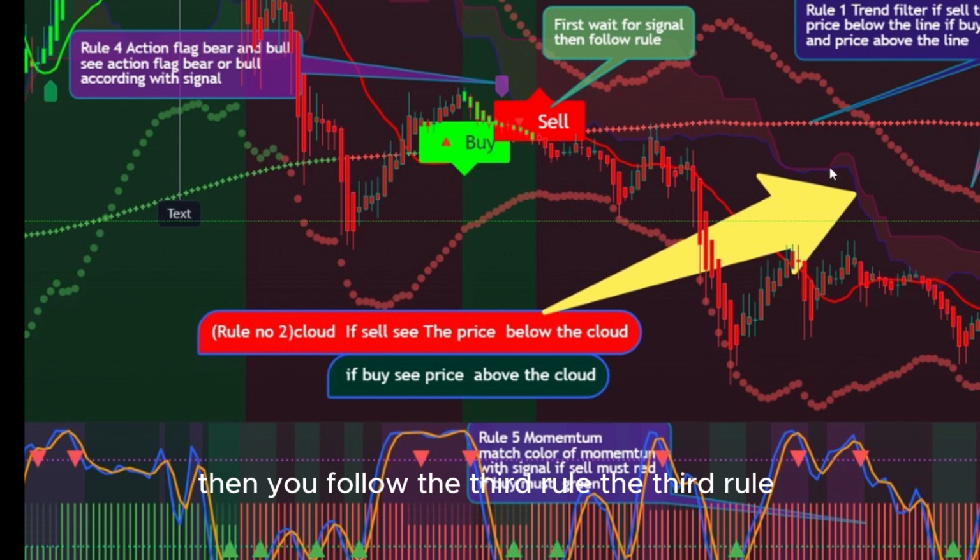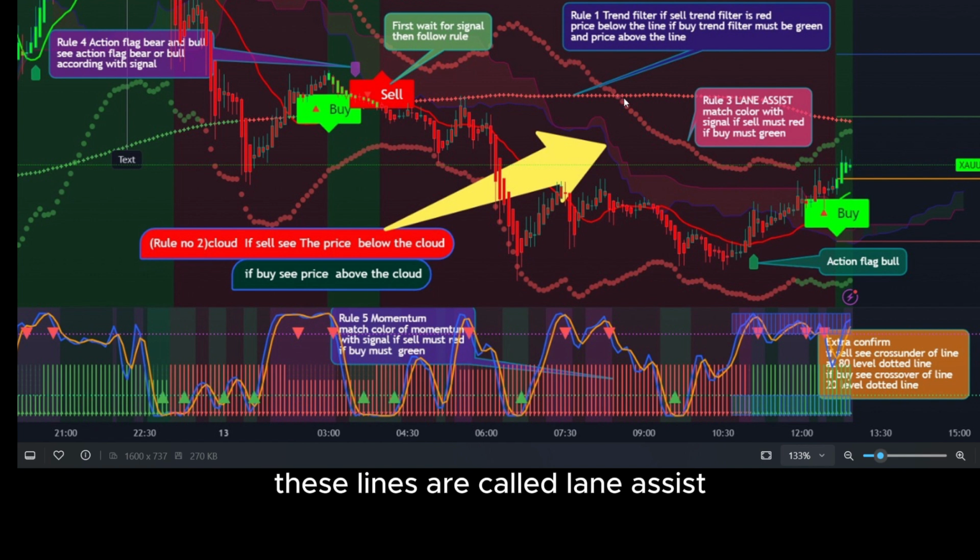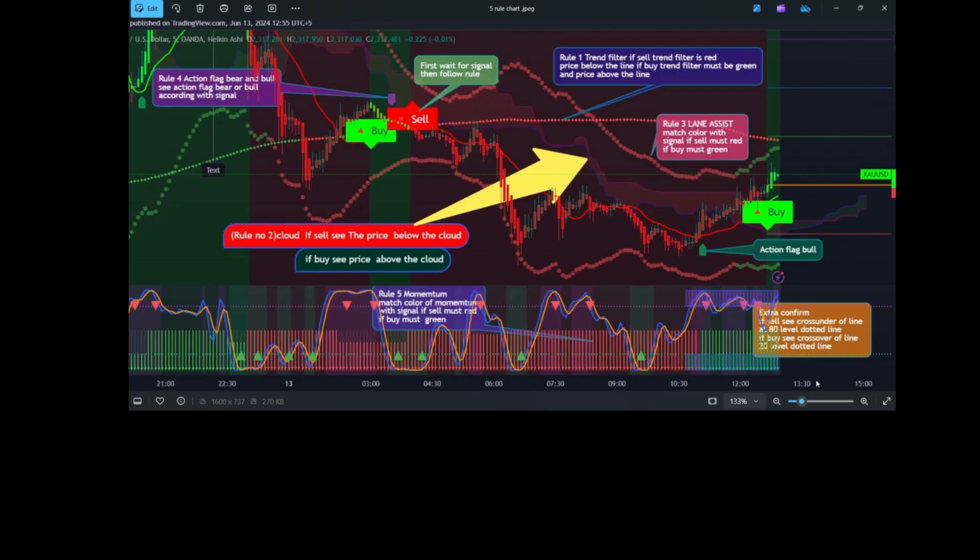The third rule, you see that there are dots. Upper line dots and lower line dots. These lines are called lane assist. If there is a sell signal, the lane assist dots will be red. Conversely, if there is a buy signal, the lane assist dots must be green. After completing the 3 rules, then you come to the next step.